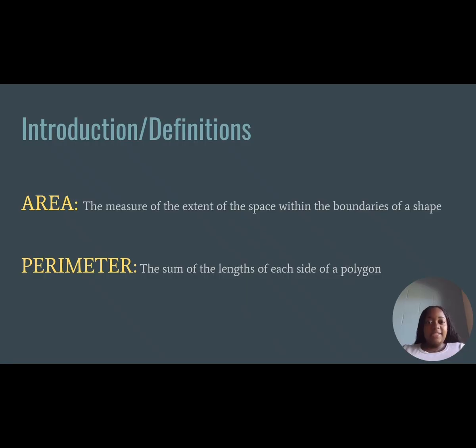And in the sense of area, it does come up in a lot of real life, like figuring out how much paint you need to get for a wall or how big a room is for carpet. So basically, area helps you understand the measure of space.